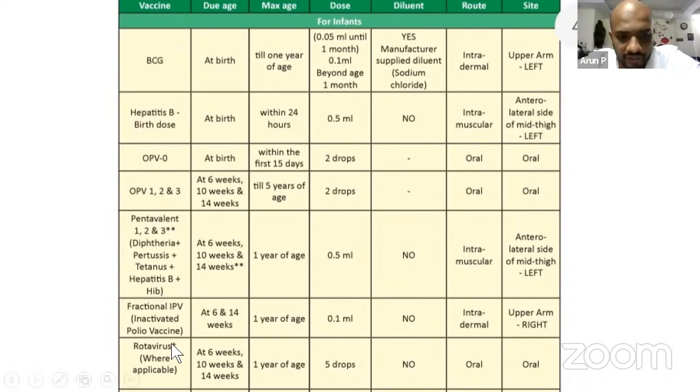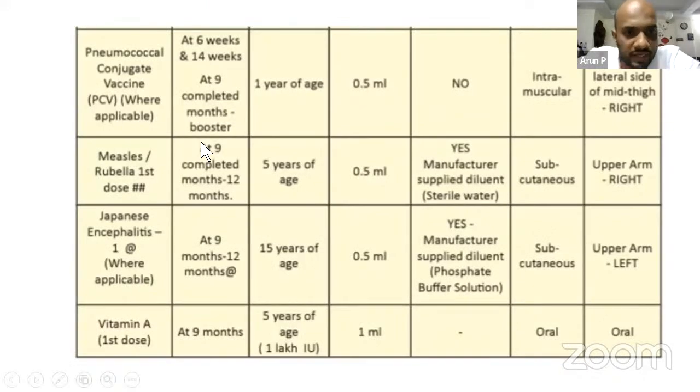Then you give rotavirus vaccine also at 6, 10 and 14 weeks. The dose is 5 drops. And the last vaccine is PCV, which is pneumococcal conjugate vaccine, which is given at 6 weeks and 14 weeks. And the booster is given at 9 months. Again, it is given 0.5 ml intramuscular, anterolateral thigh, right side.